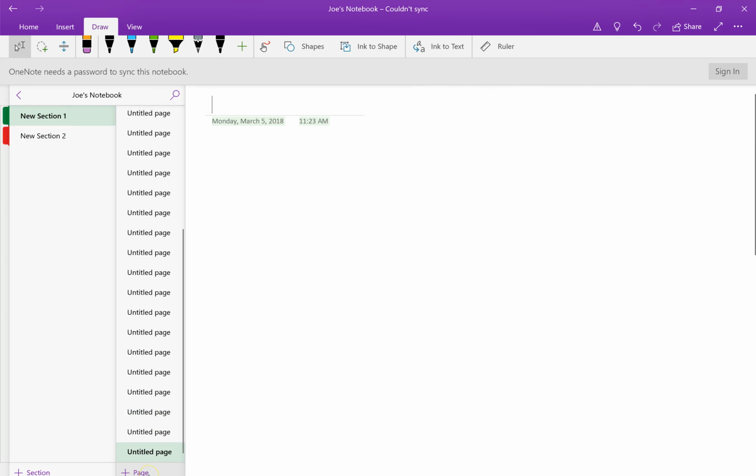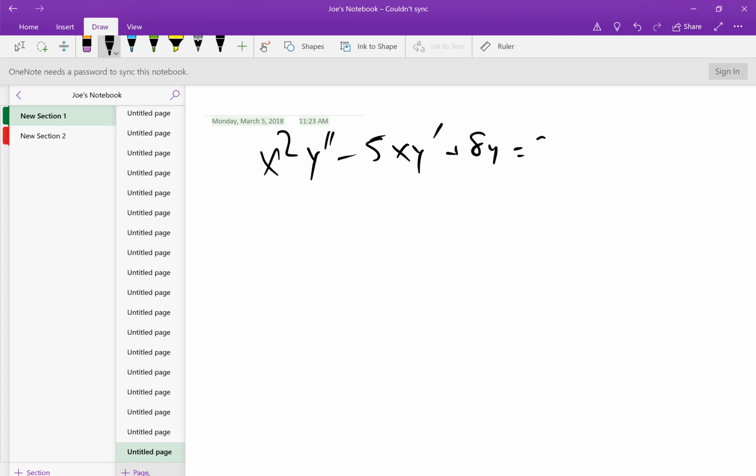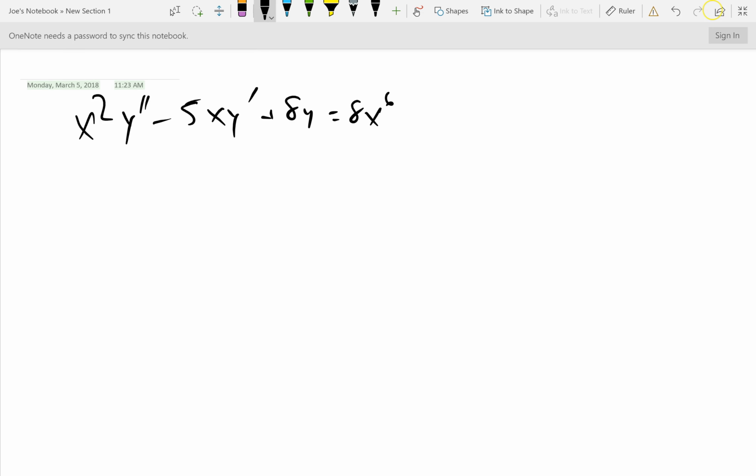Okay, we're going to look at number 30 on page 168, which has the Cauchy-Euler equation x squared y double prime minus 5xy prime plus 8y equals 8x to the sixth, where we have initial conditions y of 1/2 and y prime of 1/2 both equal to 0.